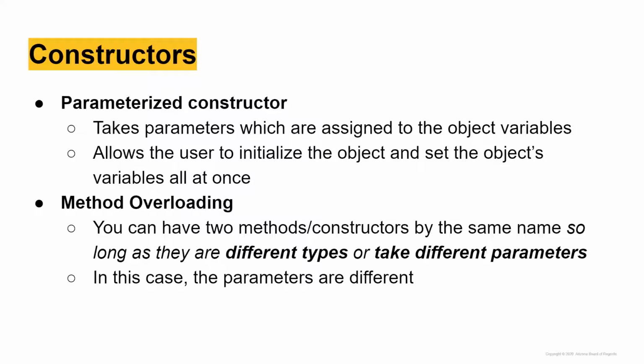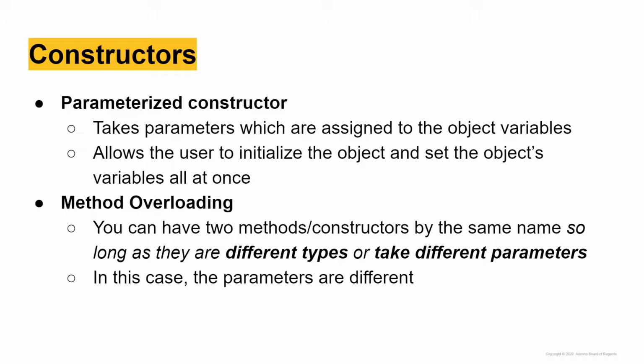So this allows the user to initialize the object and set the object's variables all at once. As opposed to the default constructor or the unparameterized constructor, which just calls a generic type of class, and we don't know anything about the specifics of this object, so we set them all to default values. The parameterized constructor gives an opportunity to provide specific details about an object, so that we can give more information up front if that's something that we want to do. And you'll see what I mean in a second.